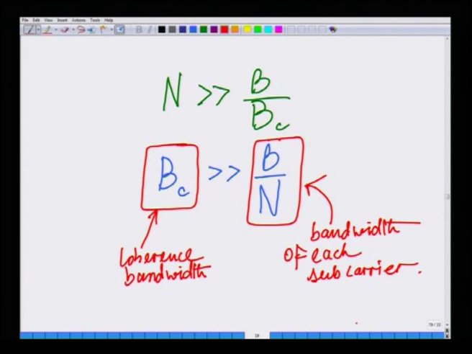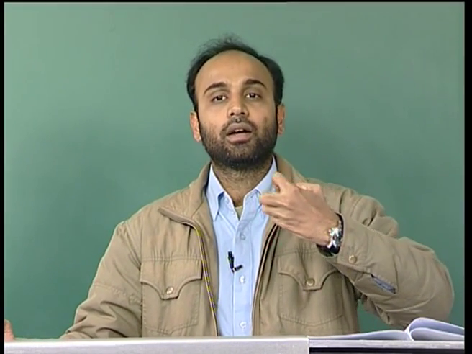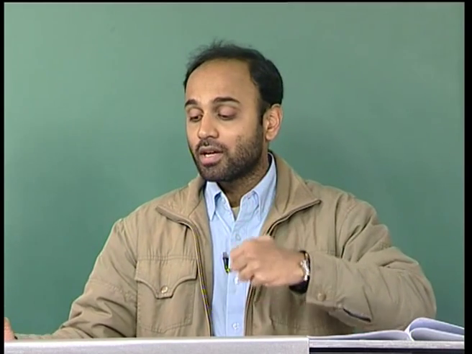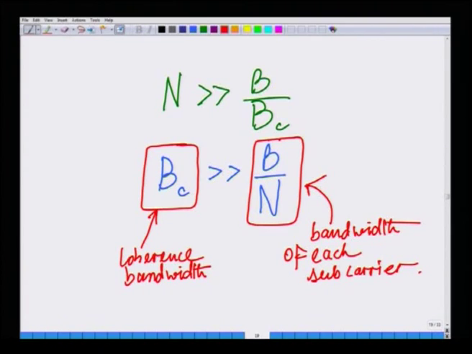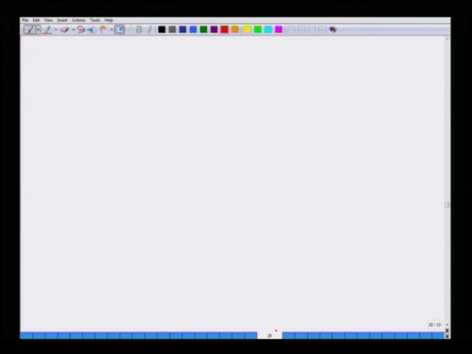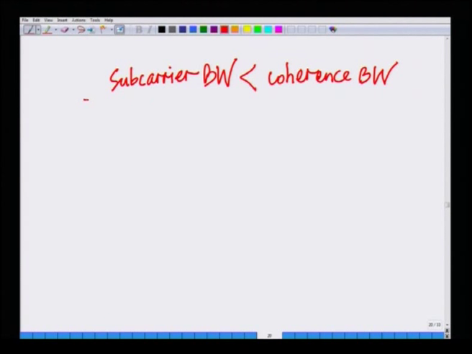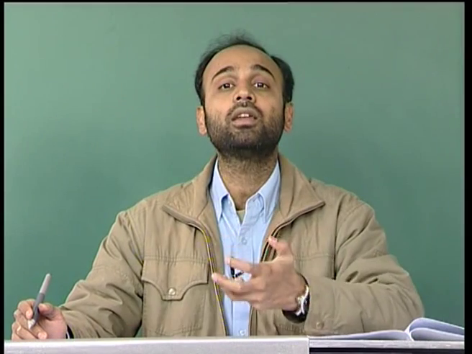Hence what this means is, as I increase N much larger than the delay spread in terms of number of symbols, the subcarrier bandwidth is less than the coherence bandwidth. So the subcarrier bandwidth is less than the coherence bandwidth, which essentially implies that each subcarrier experiences flat fading. Remember, that is our main aim.